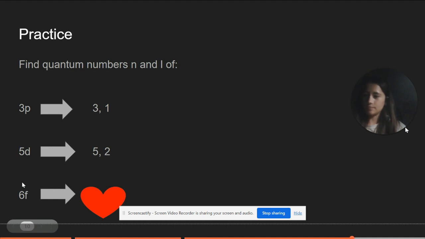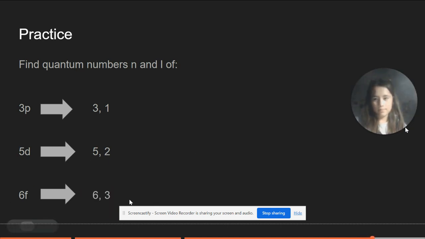And then for 6f, it is going to be a 6, and then a 3. And that is the highest the L value goes. It goes from 0 to 3. So not too difficult.